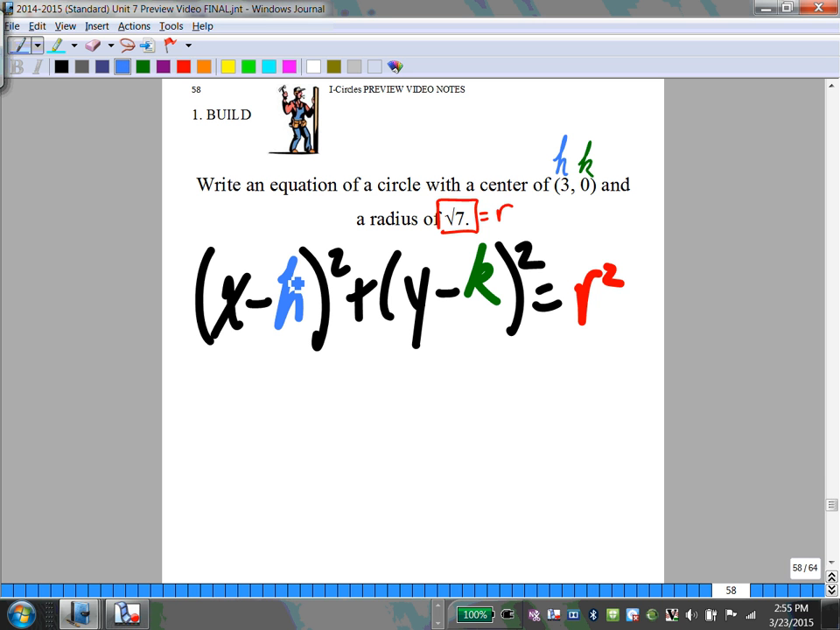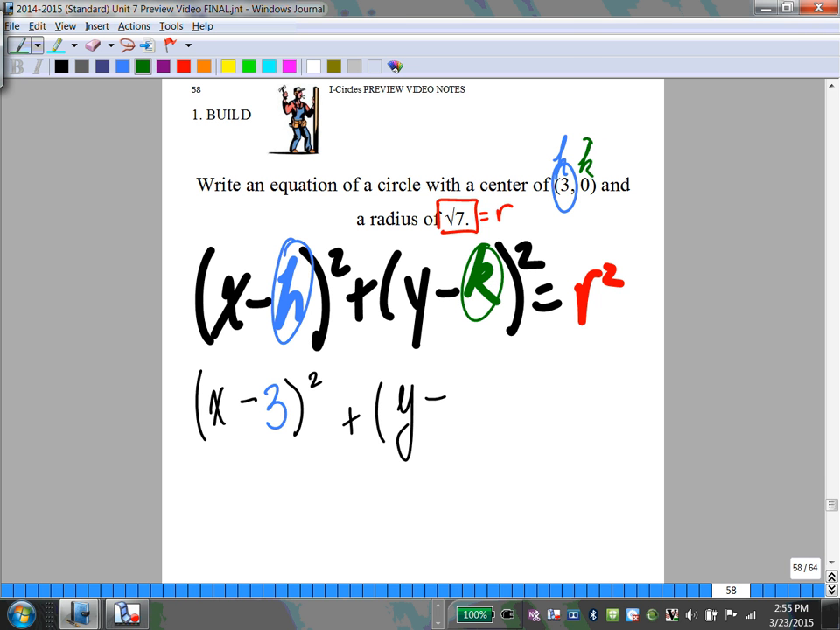Ready? We're going to go x minus h. Come up here, circle the 3, plug it in: 3, parentheses, squared, plus y minus circle k, come up, that's k, that's a 0, parentheses, squared, equals r, √7, so √7, parentheses, squared. So you write the equation.